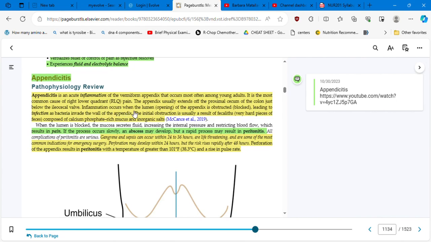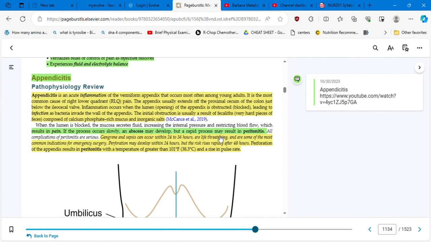Inflammation occurs when the lumen, the opening of the appendix, is obstructed, is blocked, leading to infection as bacteria invade the wall of the appendix. The initial obstruction is usually a result of fecaliths, very hard pieces of feces composed of calcium phosphate, rich mucus, and inorganic salts.